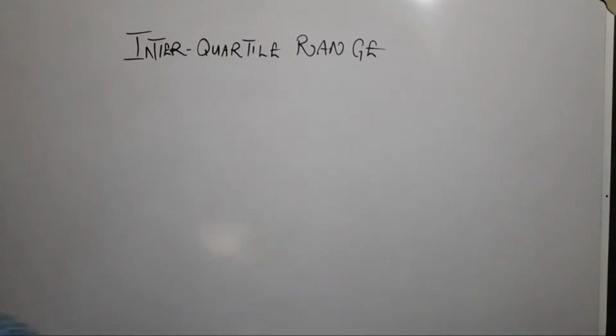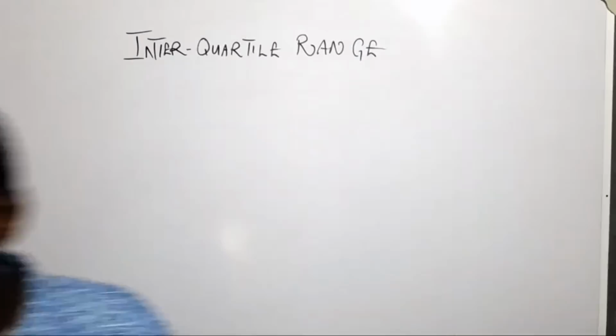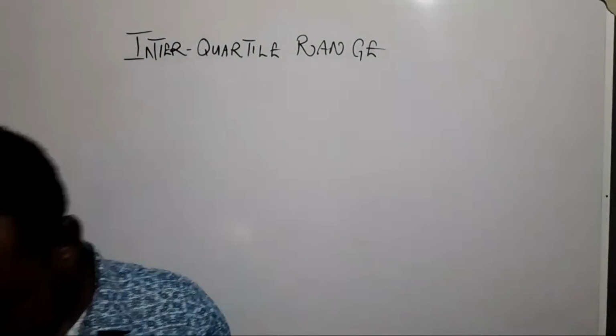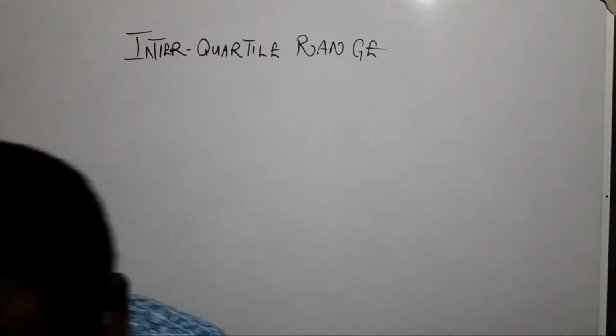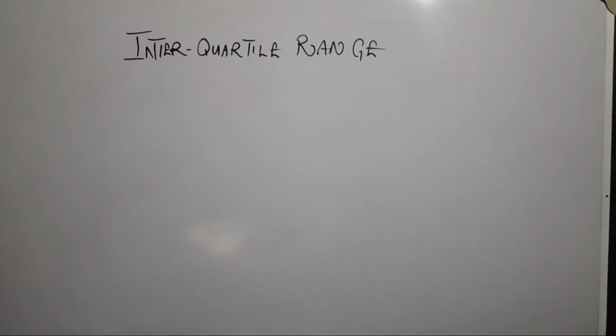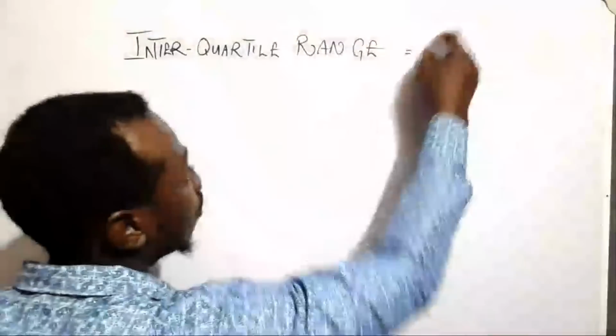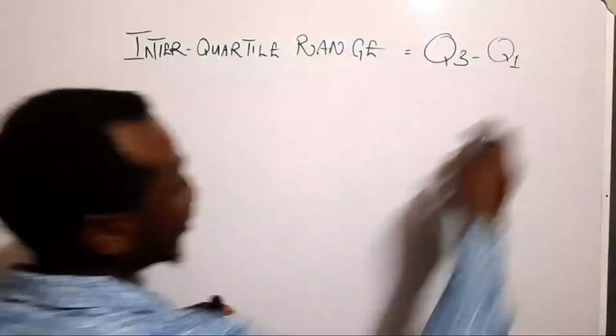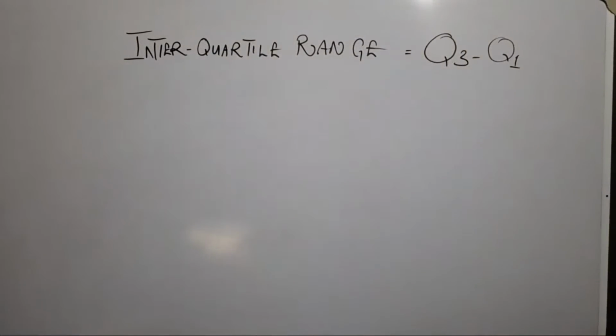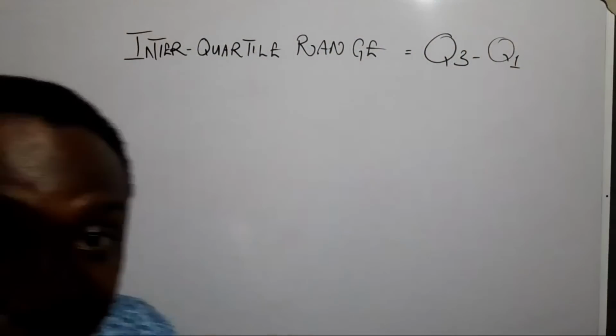When we talk about interquartile range, just like every other topic we have been taking in statistics so far, there's a formula. And the formula for interquartile range is quite a simple one: Q3 minus Q1. It's very straightforward and simple.